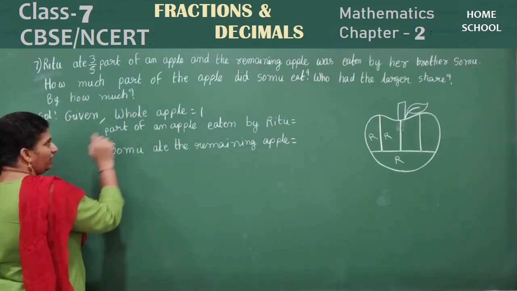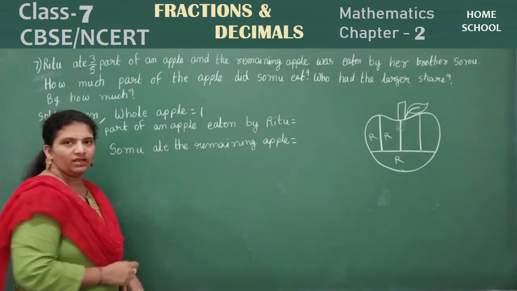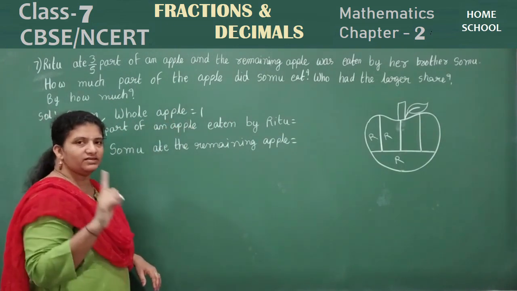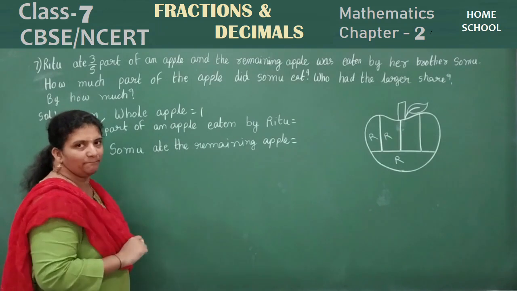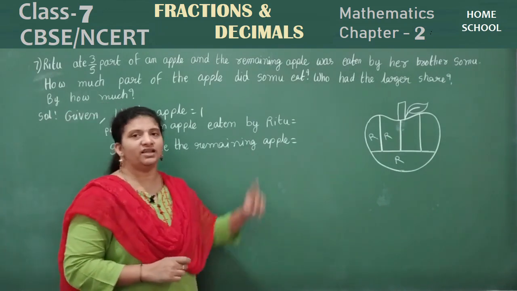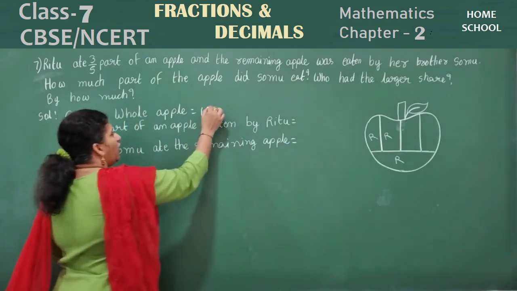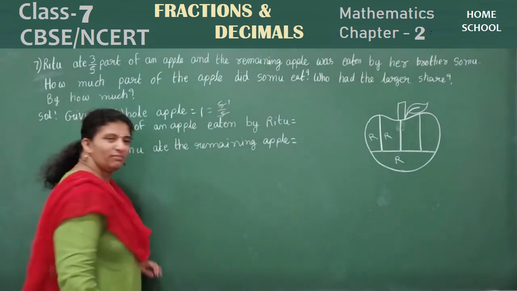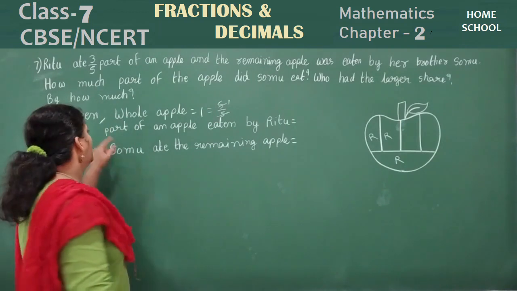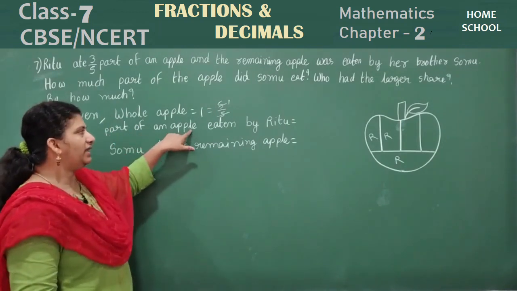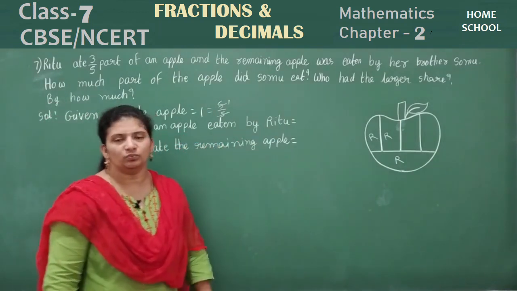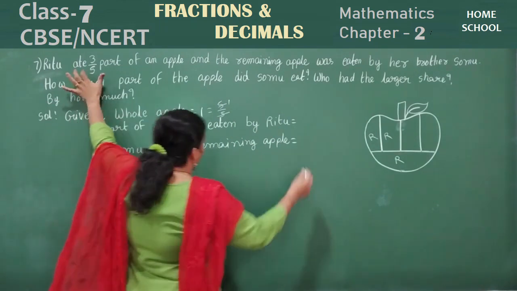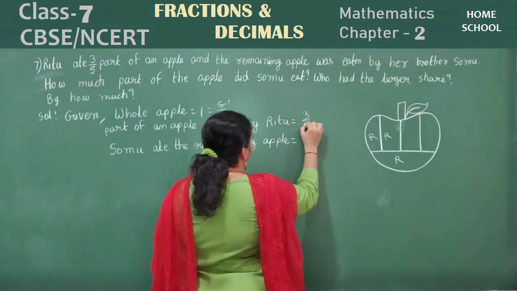So, given whole apple is equal to 1 apple. So, how do you write here children? 1 apple you can write, or I may write here 5 parts I have done now. 5 by 5, that will be also 1. Part of an apple eaten by Ritu. Ritu, how much part she ate children? 3 by 5.